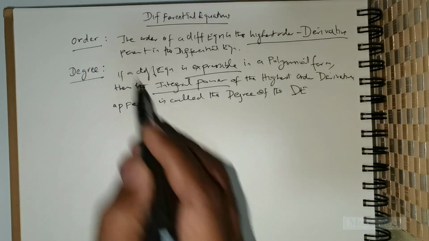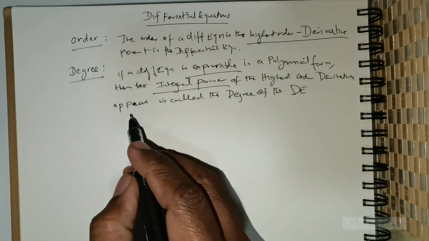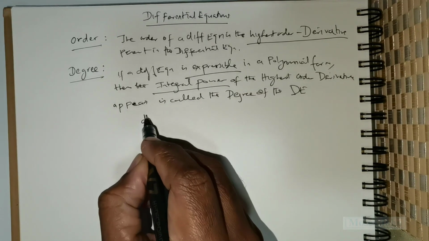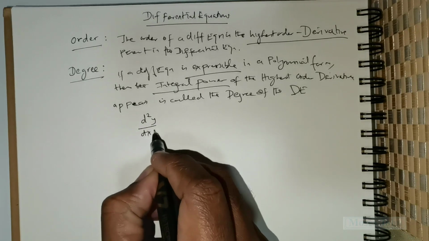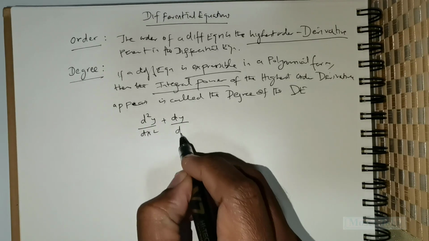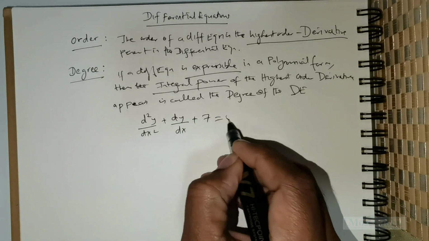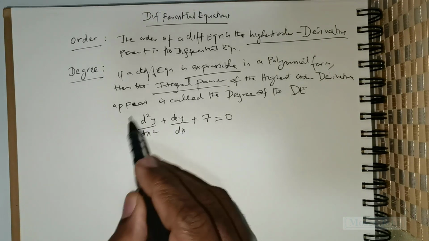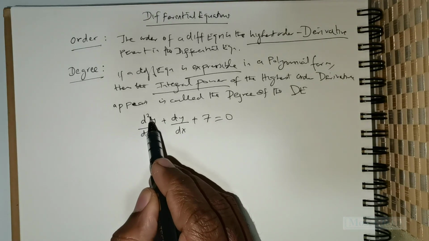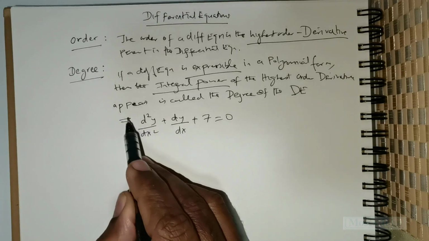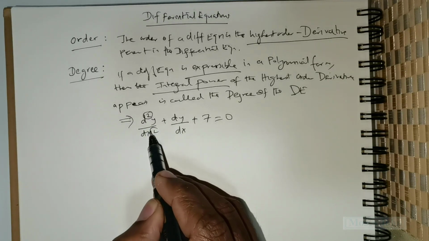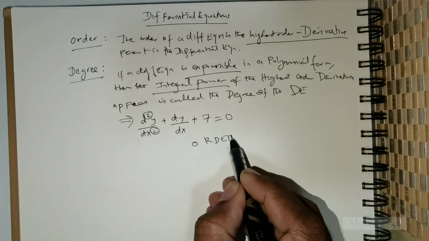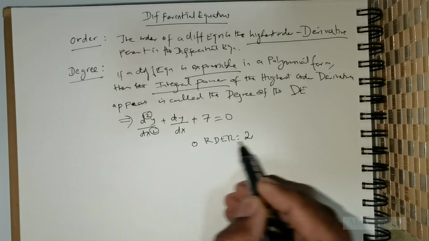So let us understand what exactly it means, the order of a differential equation. Now suppose you have something like this: d squared y divided by dx squared, plus dy over dx, plus 7 is equal to 0. This is a differential equation. Now the derivative here which has the maximum order, that represents what is called the order. So the order of the differential equation in this case is 2.